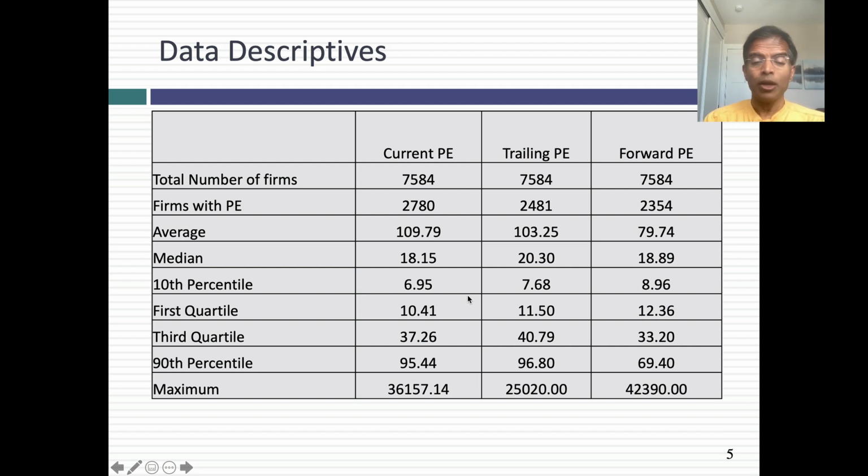Again, there's no mystery about why this happens. You know the lowest value a PE ratio can take? It's 0. You cannot go below 0. You know what the highest value a PE ratio can take? Who knows? In fact, in this sample, there was one company with a current PE of 36,000, one with a 25,000 trailing PE, and one with a 42,390 forward PE. Think about it. You floored the PE ratio at 0. Your highest number can be 10, 20, 30, or in this case, 42,000.